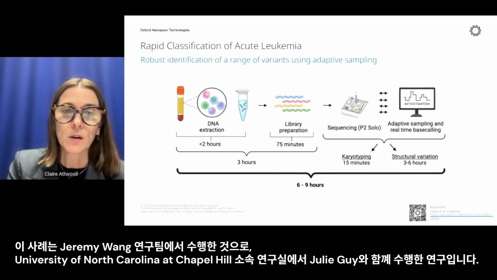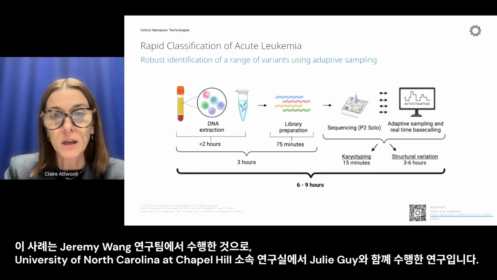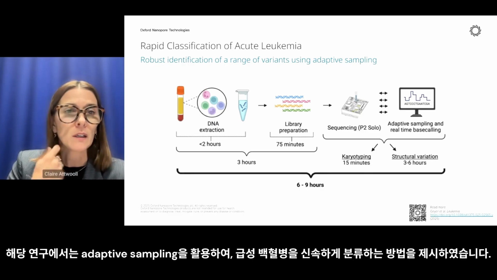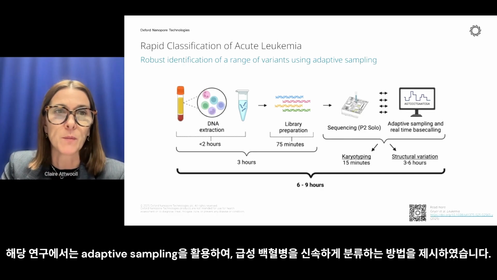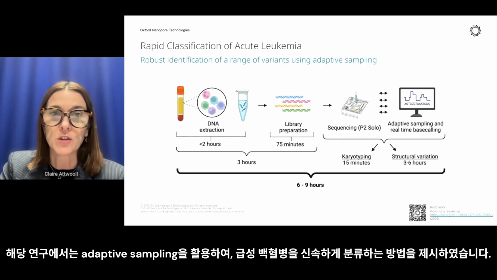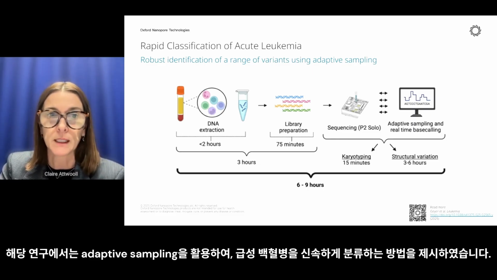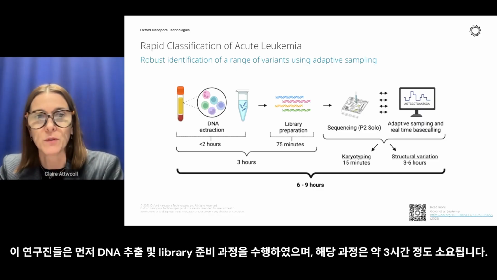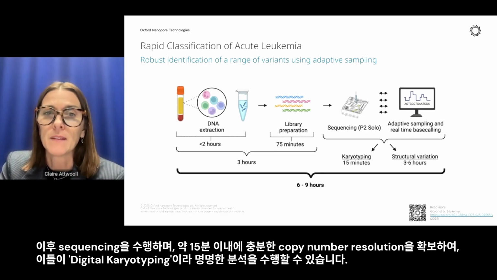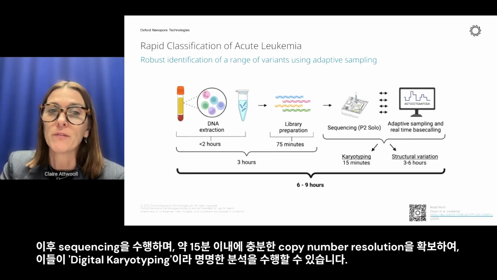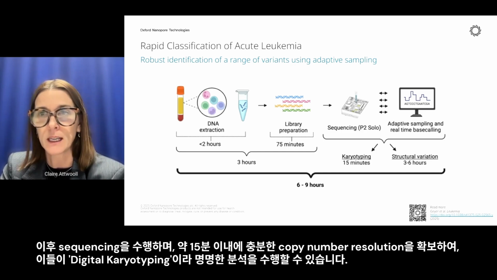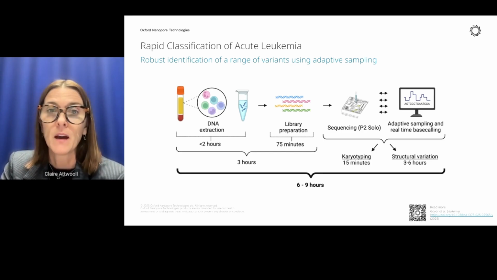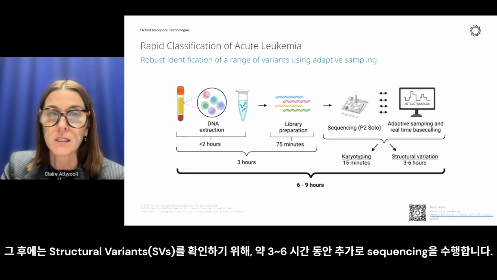This is an example from Jeremy Wang's lab at UNC. He and Julie Guy published this really nice paper on rapid classification of acute leukemia using adaptive sampling. So they've done the DNA extraction and then the library preparation. For them, that takes about 3 hours. And then they are doing their sequencing. Within 15 minutes, they can get enough copy number resolution to do what they call digital karyotyping. And then they continue sequencing for 3 to 6 hours to get structural variants.